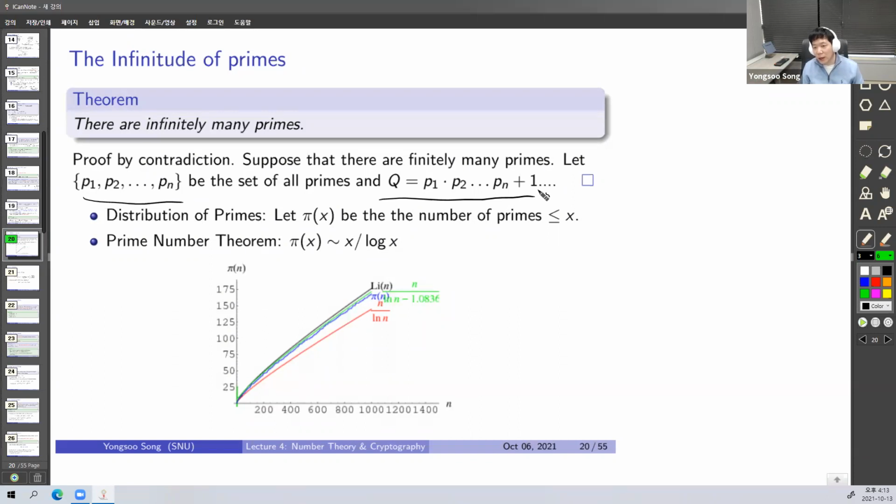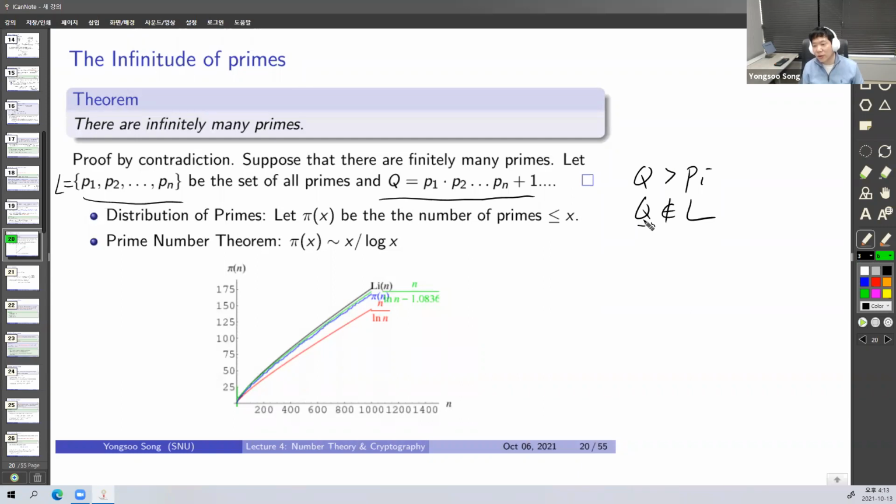plus 1. By the definition, first, this q is greater than every pi. So if this is L, the list of primes, then q is definitely not an element of L, because q is not equal to pi for any i. So from the definition of L, from the assumption, this q should be composite, right?